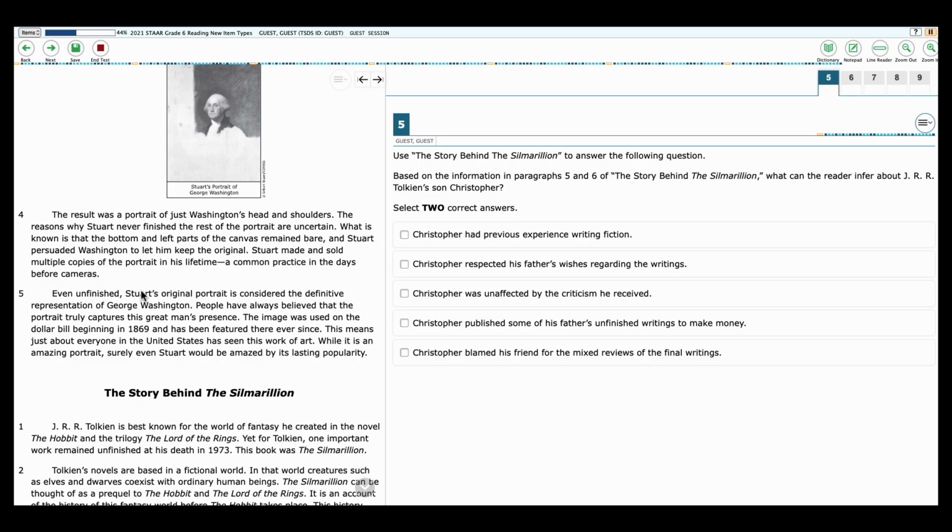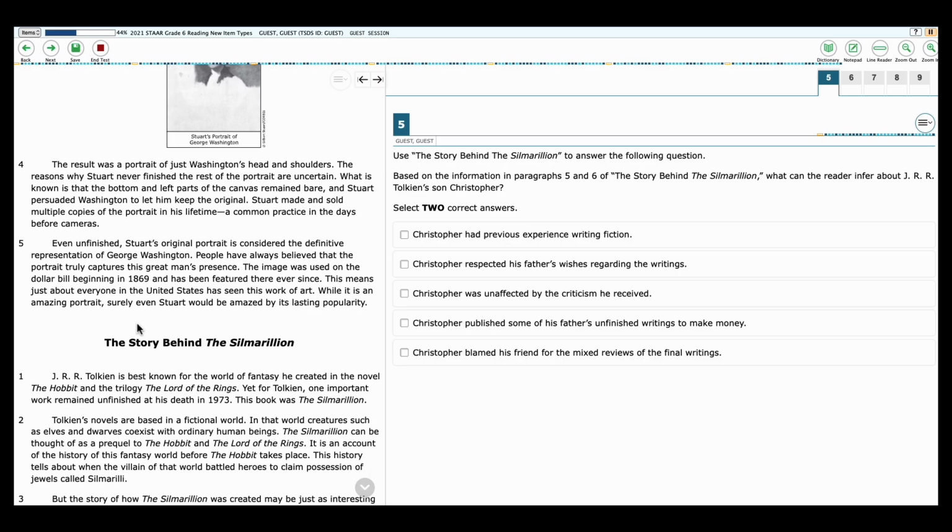Stuart made and sold multiple copies of the portrait in his lifetime, a common practice in the days before cameras. Even unfinished, Stuart's original portrait is considered the definitive representation of George Washington. People have always believed that the portrait truly captures the great man's presence. The image was used on the dollar bill beginning in 1869 and has been featured there ever since. This means just about everyone in the United States has seen this work of art. While it is an amazing portrait, surely even Stuart would be amazed by its lasting popularity.